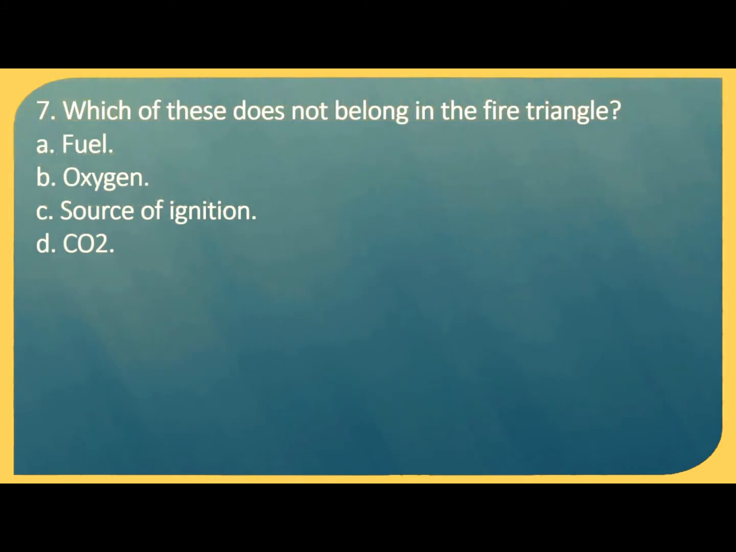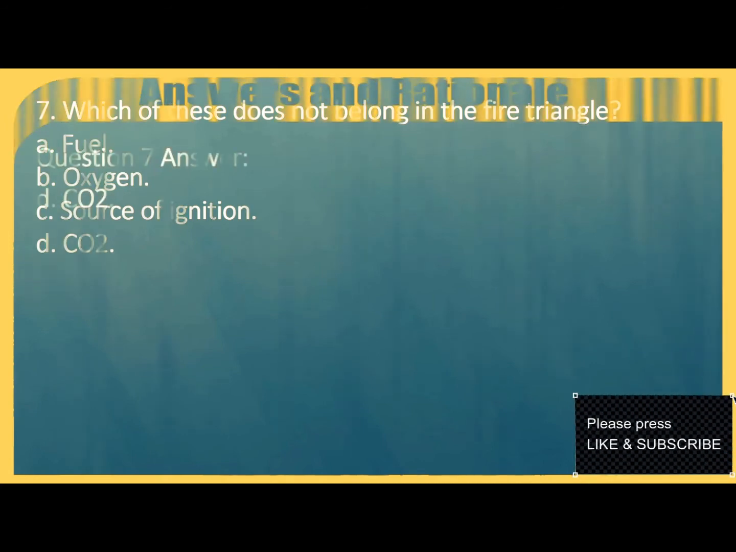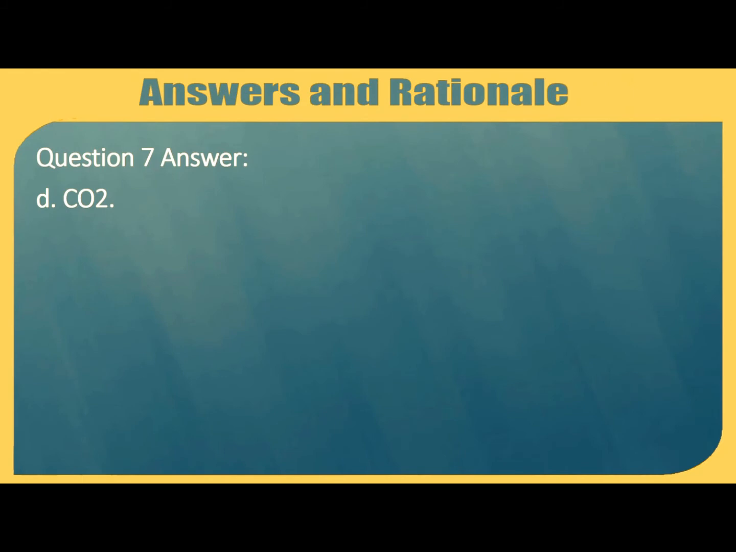Question 7. Which of these does not belong in the fire triangle? A. Fuel. B. Oxygen. C. Source of ignition. D. CO2. Question 7. Answer. D. CO2.